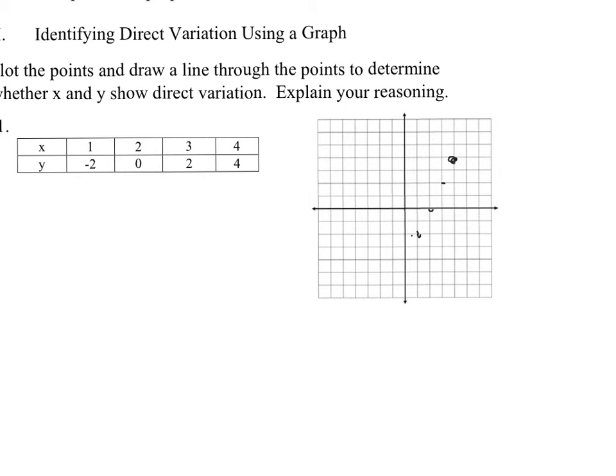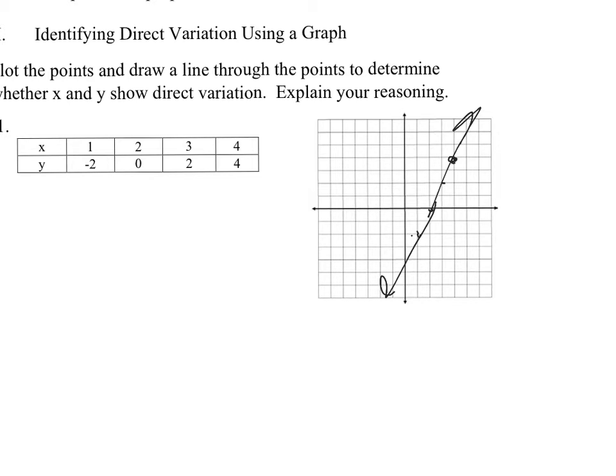So if these points pass through the origin, they show direct variation. Or if the points are proportional to one another, they show direct variation. Unfortunately, this one does not. This is a linear function, but it does not show direct variation.